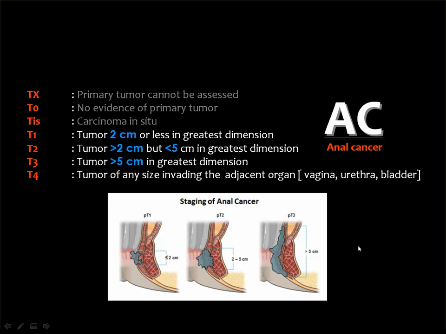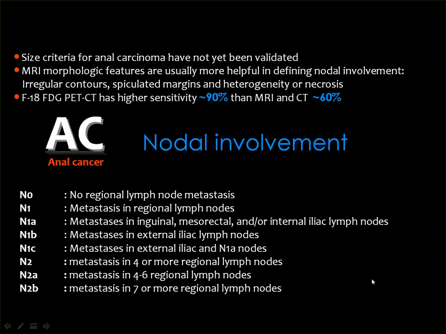The staging of the anal cancer is much easier than that of the rectal cancer, and it depends mainly on the size of the tumor at the greatest dimension. If the tumor size is 2 centimeter or less, this is T1; between 2 and 5 centimeter, this is T2; more than 5 centimeter, this is T3; tumor of any size but invading the adjacent organs is T4.